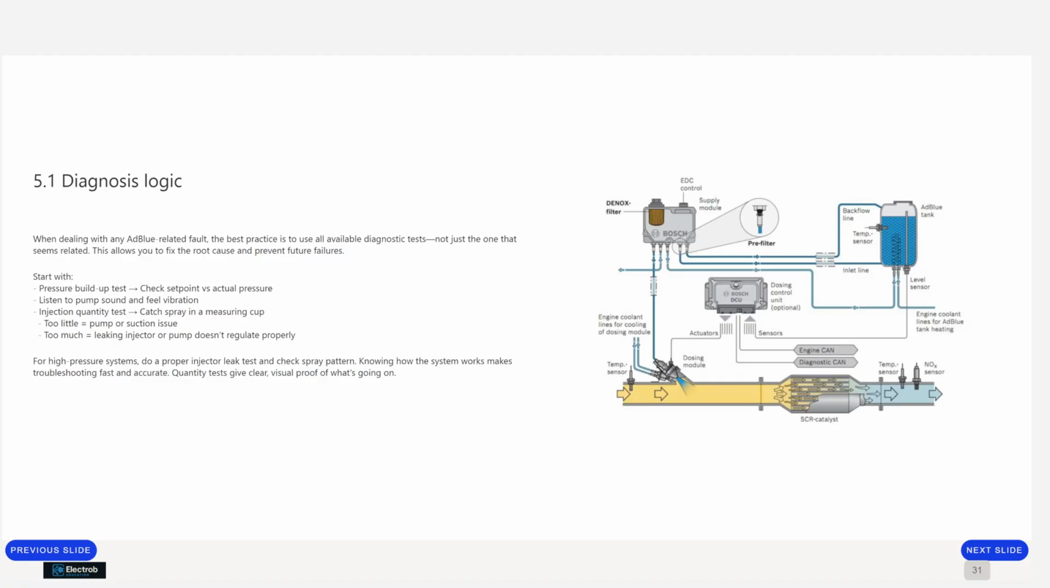For high pressure systems, do a proper injector leak test and check spray pattern. Knowing how the system works makes troubleshooting fast and accurate. Quantity tests give clear visual proof of what's going on.